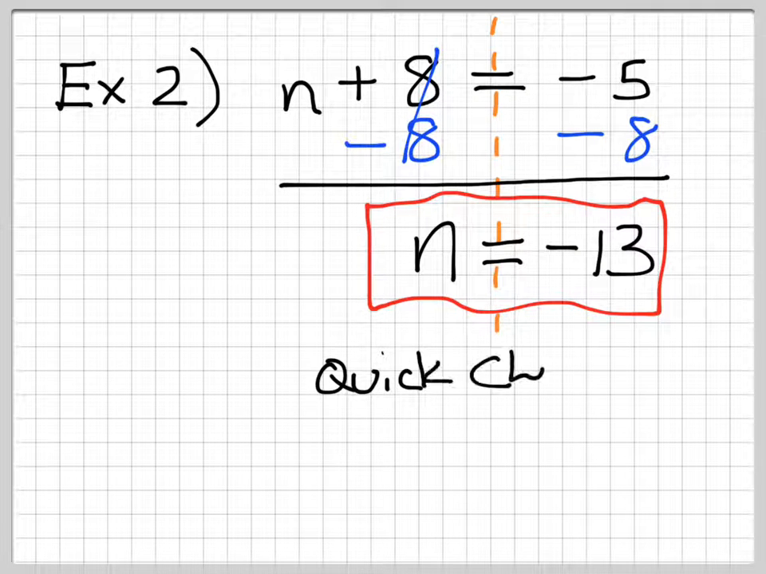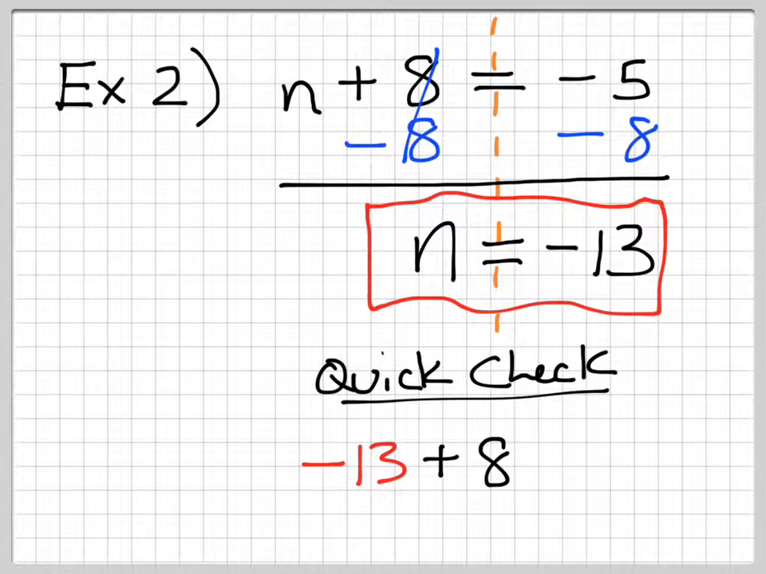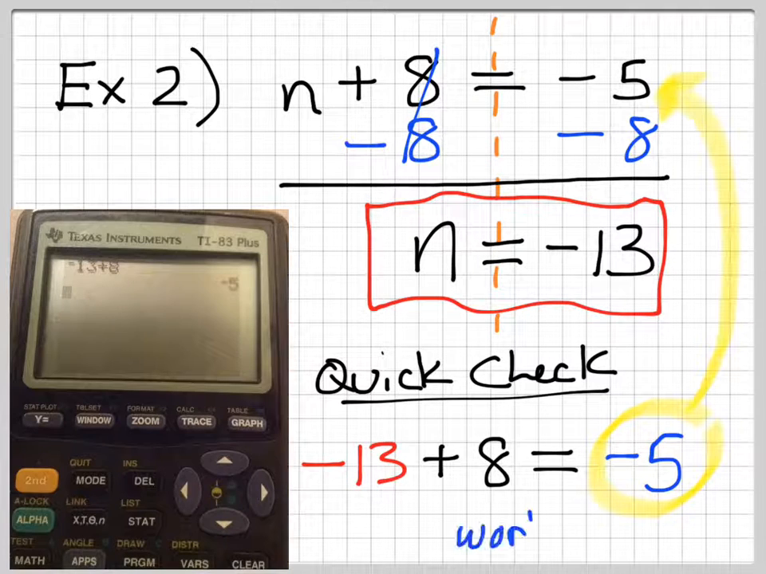Now I'm going to do a quick check. I plug in negative 13 for N. I type it in my calculator. And I do get negative 5. So it works.